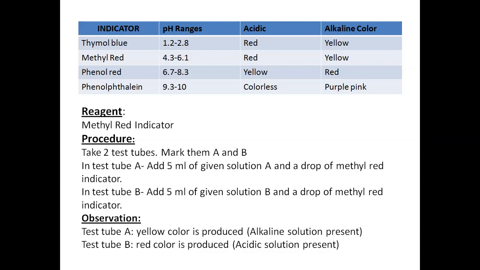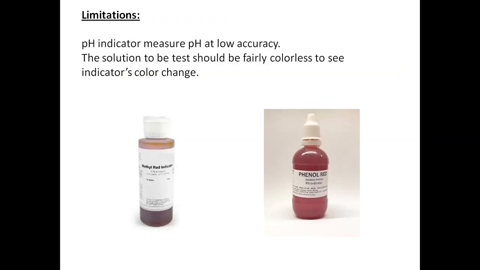Again, you're not going to perform these practicals in your examination, so don't worry about it. This is just to explain how you perform the practical in your lab. We will not ask you to perform these in your examination. Yellow color is produced because there was an alkaline solution in test tube A, and red color is produced due to the presence of an acidic solution in test tube B. So this is the methyl red indicator and this is phenol red.